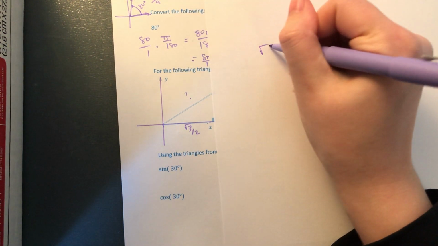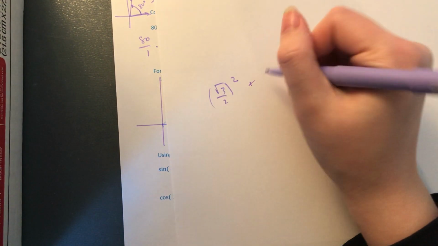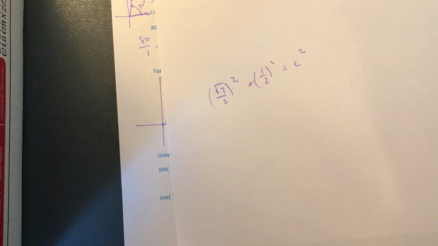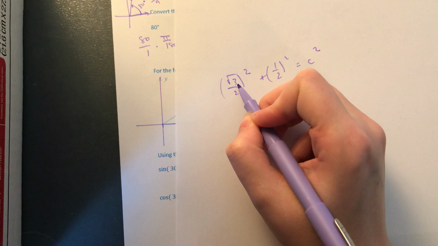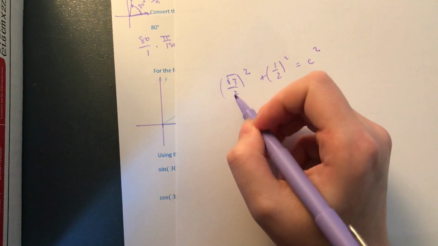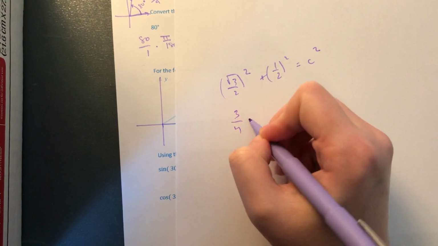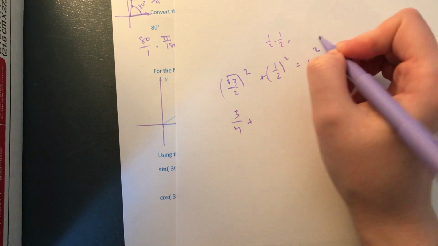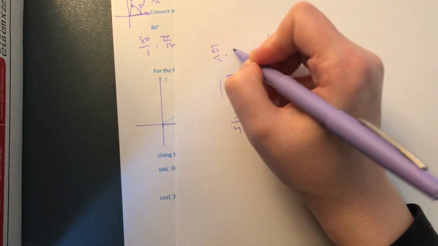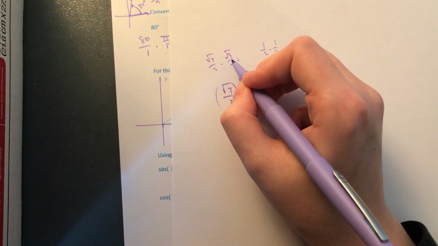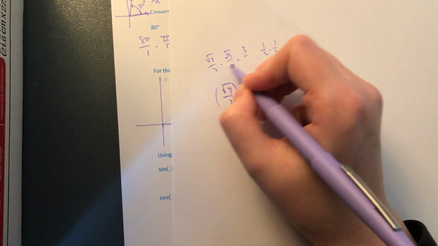All right. So root 3 over 2 squared plus 1/2 squared equals c squared, our hypotenuse. Okay, well, root 3 times root 3 would give you 3 over 4, plus 1/2 times 1/2 is... So this one too, root 3 over 2 times root 3 over 2. Hopefully you guys remember from our radical section that a square root times a square root gives you the number underneath. 2 times 2 is 4.